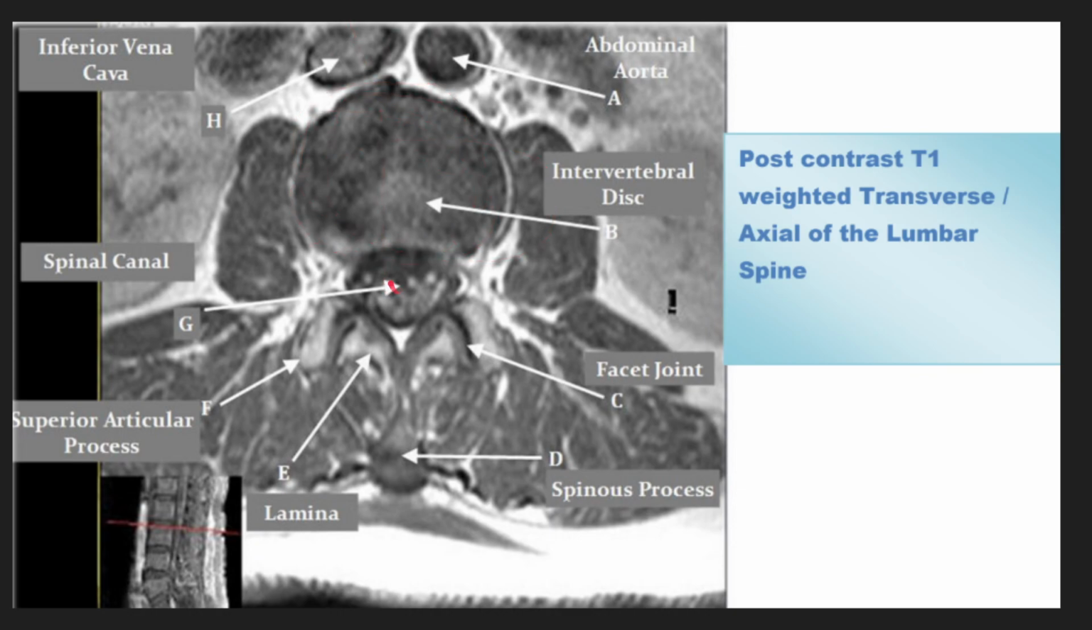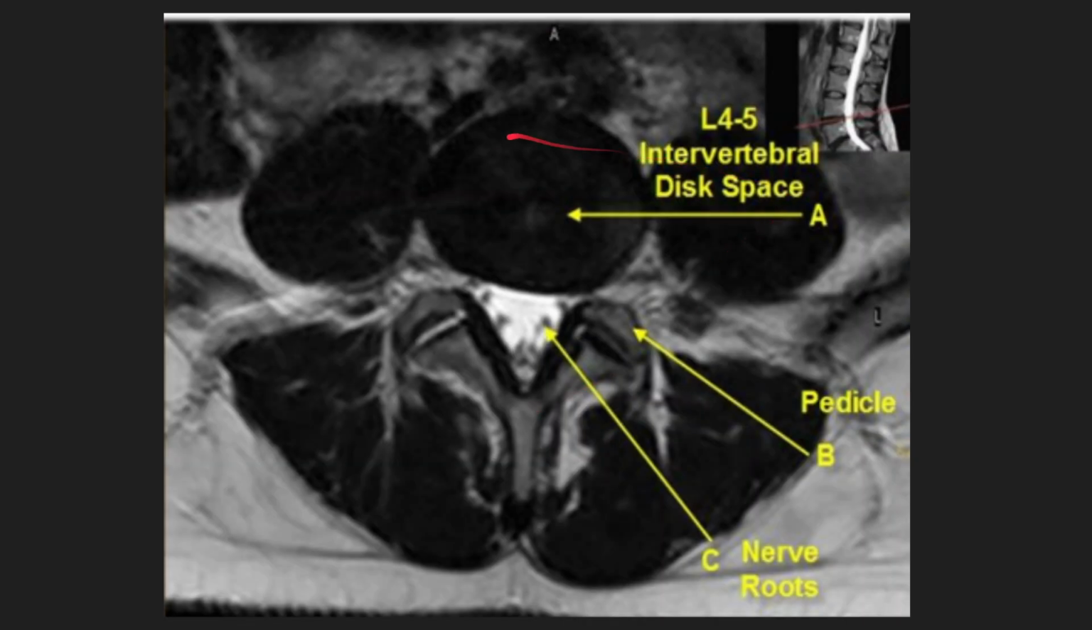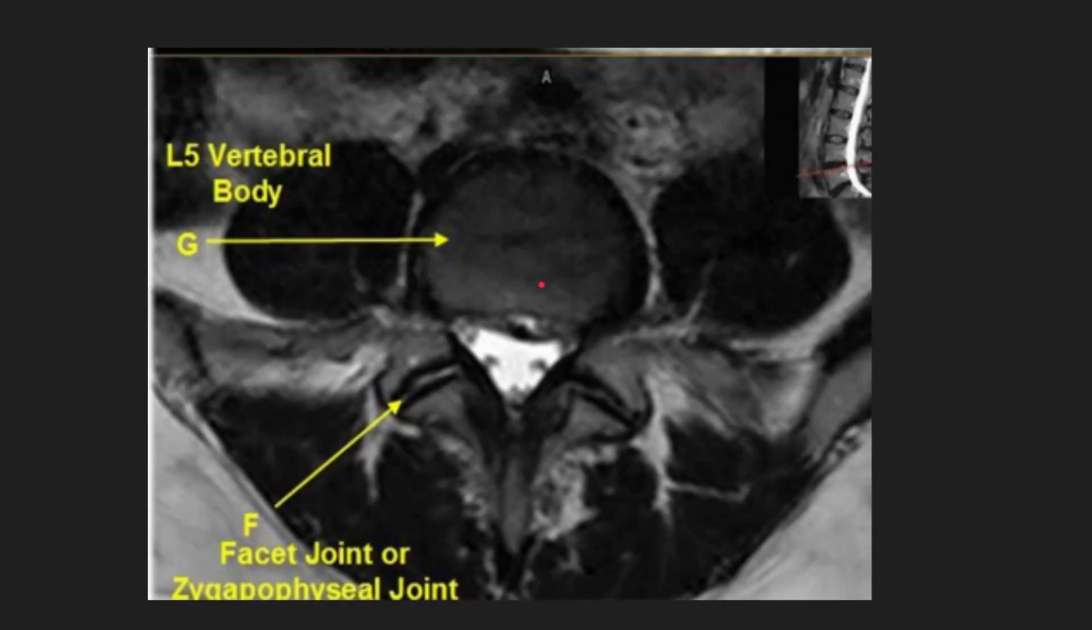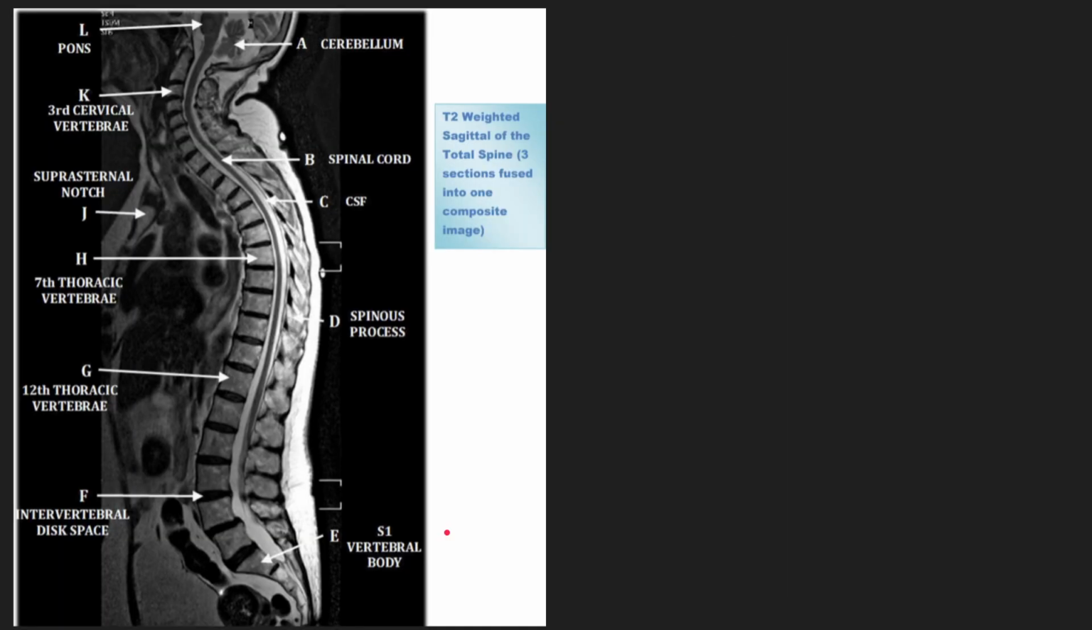Intervertebral disc. Spinal canal. Facet joints are right there. You have spinous process with lamina and superior articular process. Psoas muscles are here. Lamina, spinous process, intervertebral disc space. You have a pedicle coming back there and a nerve root right there. Vertebral body, facet joint or zygapophyseal joint. CSF, erector spinae muscle at the back.